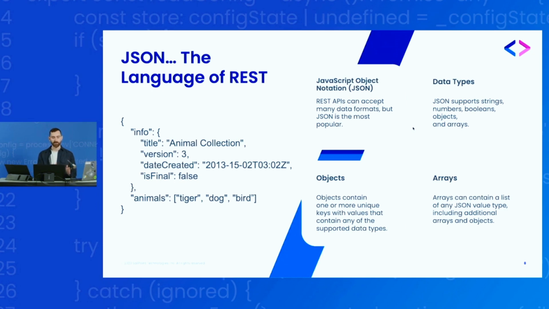So on our left here, we have an example of the info object. So info would be the key. The value would be another object. Animals is also a key, and the value would be an array. Objects can have nested objects, and they can nest infinitely. And then finally, arrays contain a list of any JSON data type value, including additional arrays or objects.